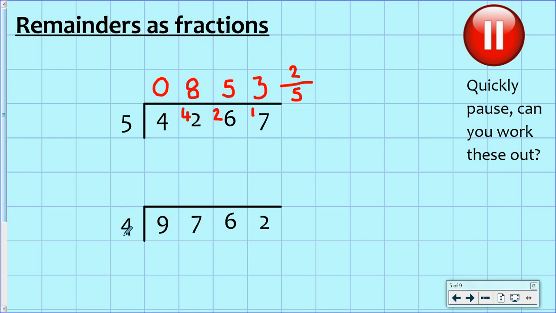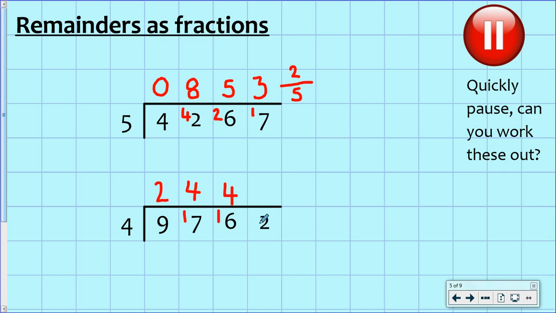9,762 divided by 4. 9 divided by 4. How many groups of 4 can I get out of 9? For 8, I can get 2 full groups with 1 left over, so I exchange that over to the hundreds. So now I've got 1700. 17 divided by 4. 4, 8, 12, 16 is 4 lots of 4 with 1 left over again, so that exchanges over. 16. Oh, I just worked that one out. So I can get 4 complete groups of 4 out of 16. No exchanges needed.